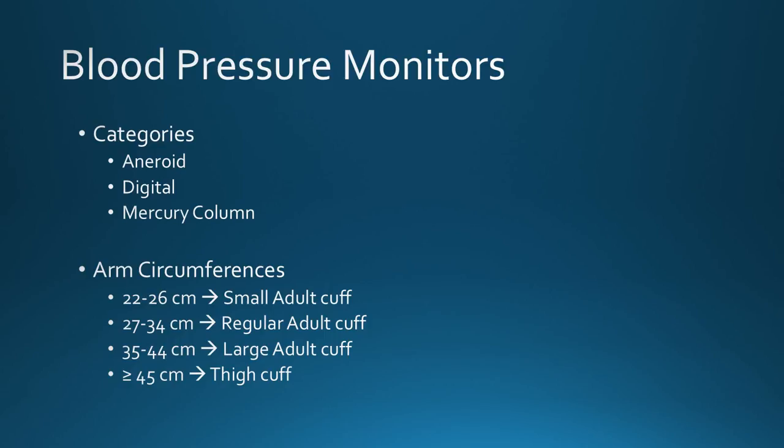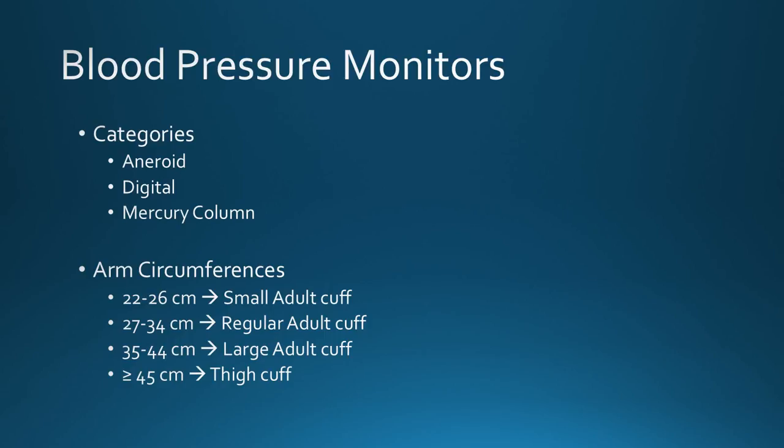Aneroid are the next most accurate device, but again, those are kind of difficult for patients to use. They are generally the cheapest. But if a patient's willing to learn and has good vision, it can be a good option. And these are preferable as well because you can tell if they need recalibrated or not. The needle should always be at 0 when the cuff is deflated, and so if it's resting a little bit above 0, that's an indication that it needs to be recalibrated.